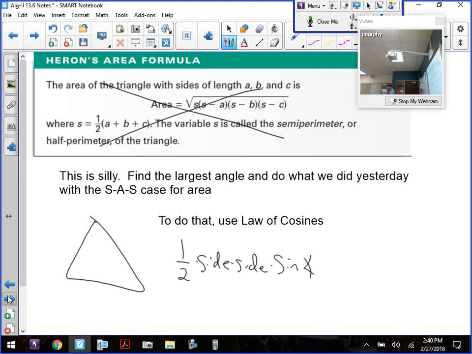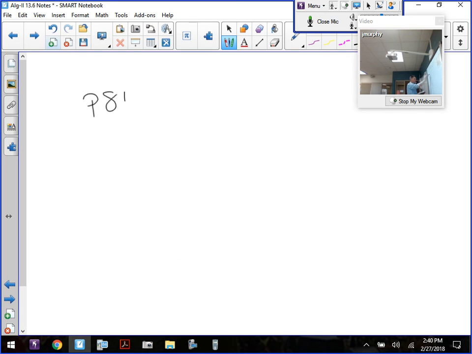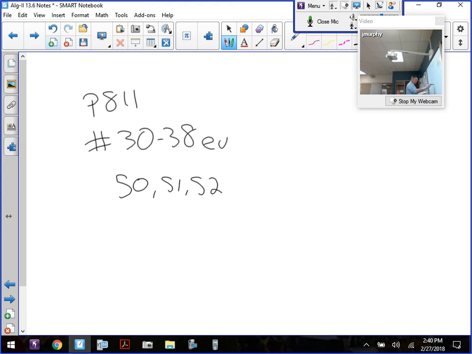Okay. This evening, I'm going to ask that you do these problems. I'm going to ask that you do those 8. Those 30 through 36, those first 3. Those first 3 happen to be the type of problems where you have to decide whether or not you have to use law of sines or law of cosines to solve.